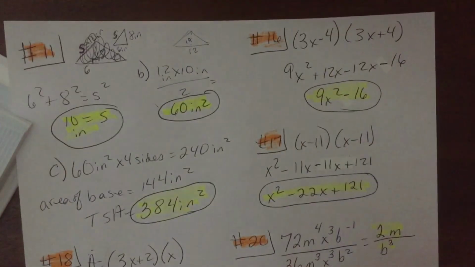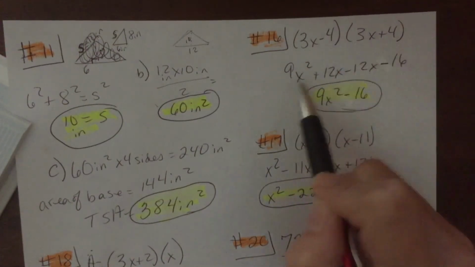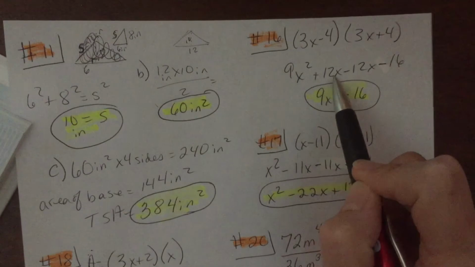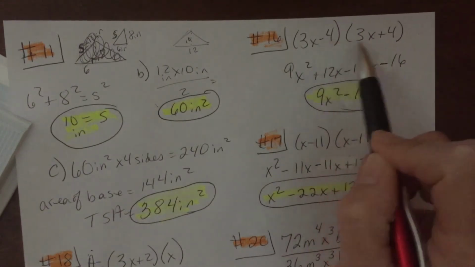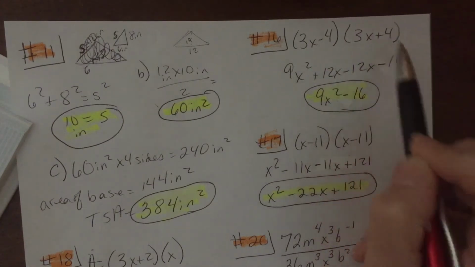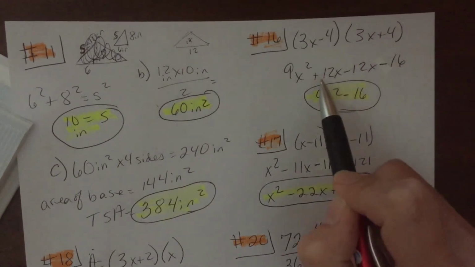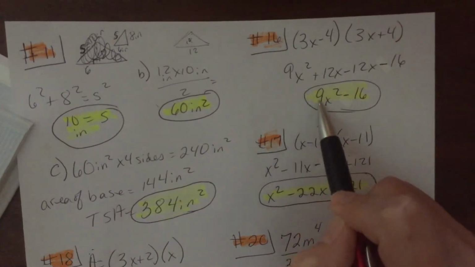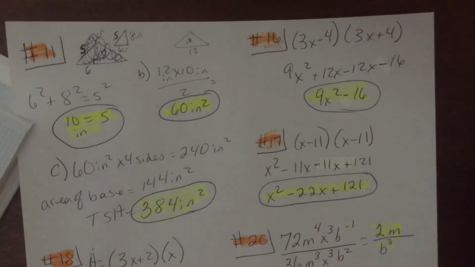Number 16 is a FOIL problem. 3x times 3x is 9x squared. Outside, 3x times positive 4 is positive 12x. Inside, negative 4 times positive 3x is negative 12x. Last, negative 4 times positive 4 is negative 16. Positive 12x and negative 12x drop out. I'm left with 9x squared minus 16.